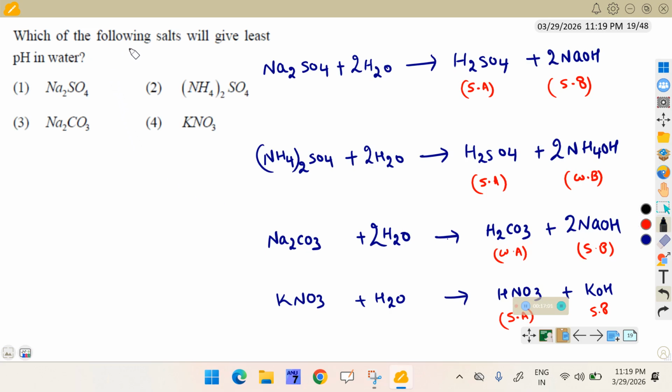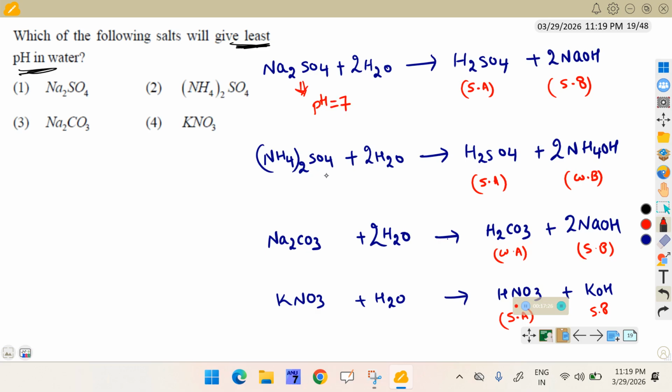Which of the following salts will give least pH in water? So do salt hydrolysis. Na2SO4 dissolved in water gives a strong acid and strong base. Na2SO4 is a combination of strong acid and strong base. Both are strong. That's the reason pH equals 7.